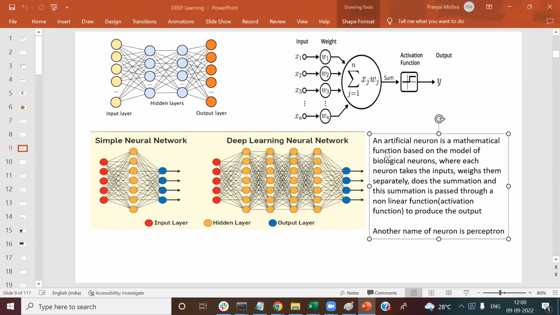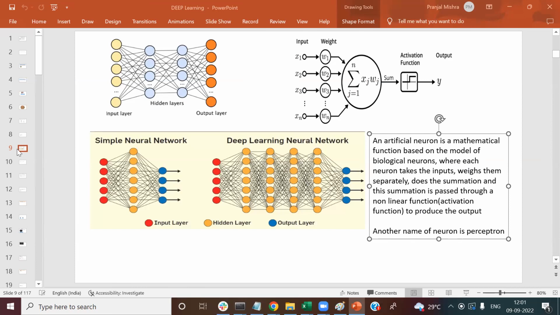See guys, I know I made you read these few lines three times, but still probably you don't understand much about it. An artificial neuron is a mathematical function. What is this function? Based upon the model of a biological neuron, where each neuron takes the input, weighs them separately, does a summation, non-linear function, activation function. What are all these things? Probably you don't understand much at this moment.